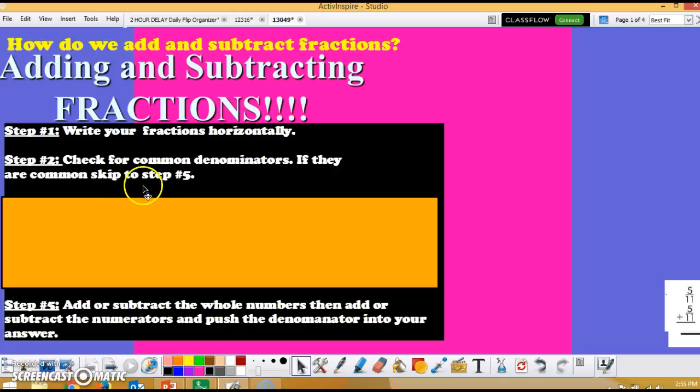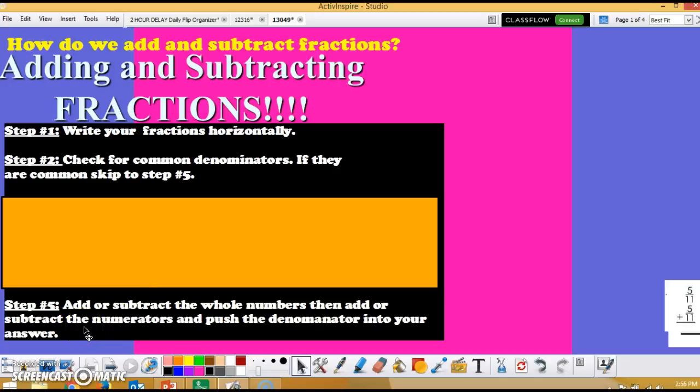Step 2. You need to check for common denominators. A common denominator means the number on the bottom of the fraction needs to match the other one that you're adding it to. If they are not common denominators, then skip to a couple of lessons ahead on this webpage, and I'll show you how to add and subtract those types of fractions. However, if they are common, then you skip to step number 5.